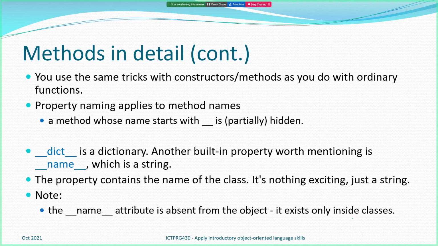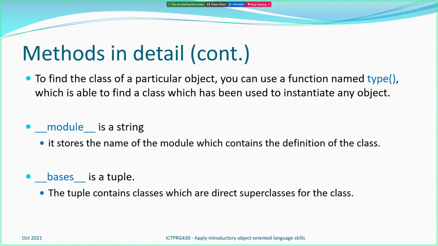Now, please note the name is only inside the classes. It doesn't get duplicated out to the objects that are created. Some of the other properties that we can get from these objects and classes is by using the type function, which will find the class which has been used to create the object.